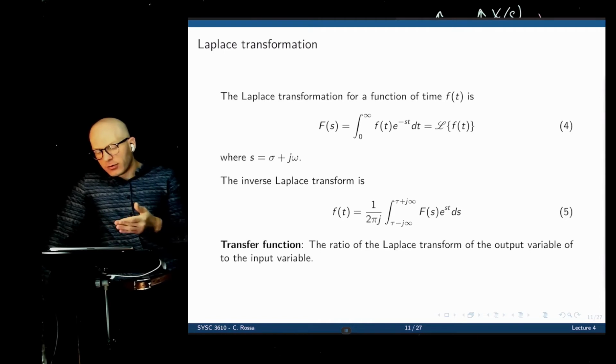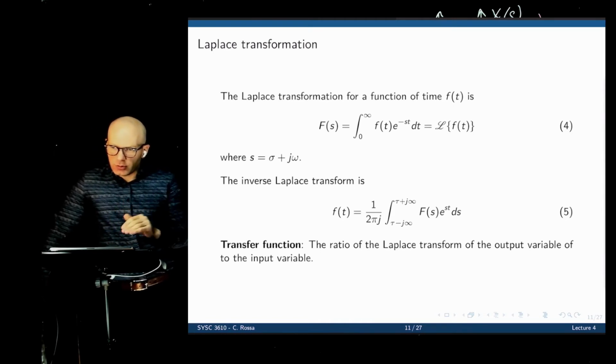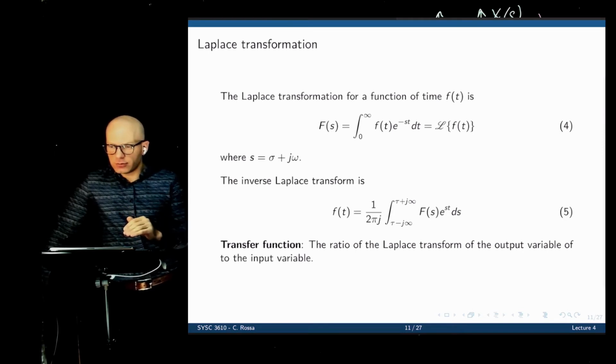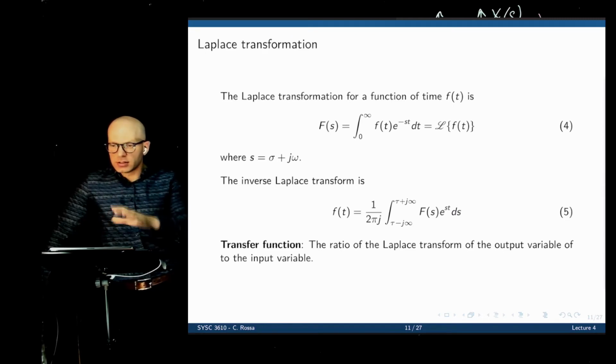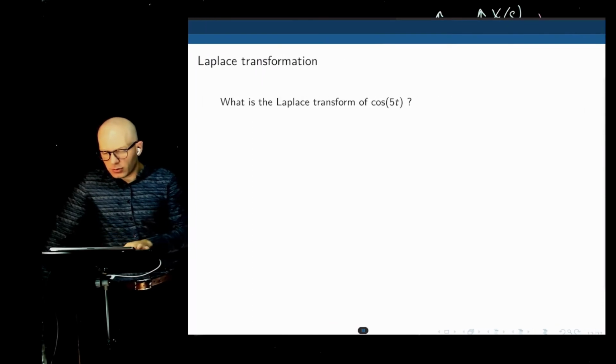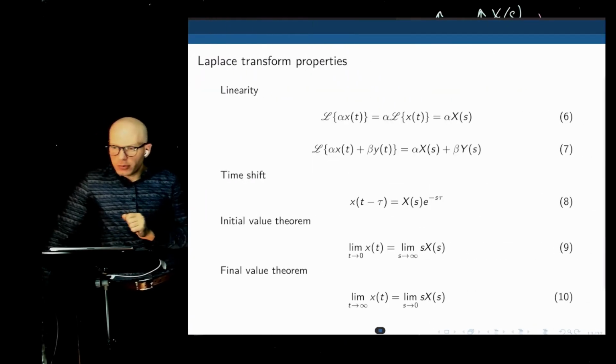Okay, so what you're going to find in the textbook, it starts here, is equation 4 and equation 5, the forward Laplace transform and the inverse Laplace transform. And that's all. This manipulation is now tabled in what you saw before. Quickly, a few properties.